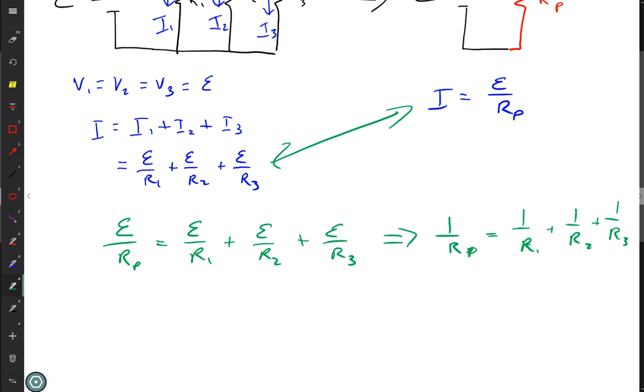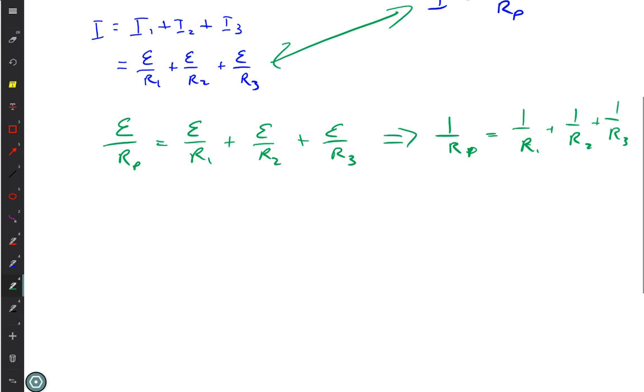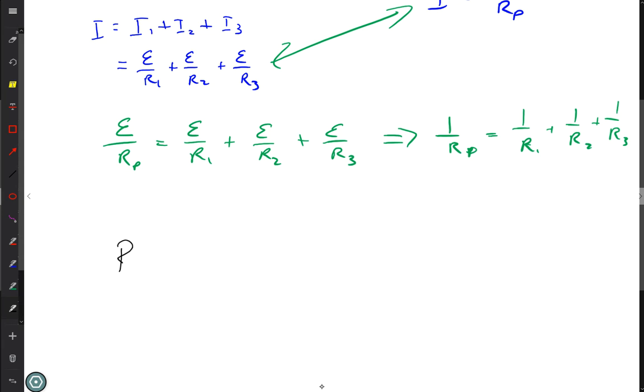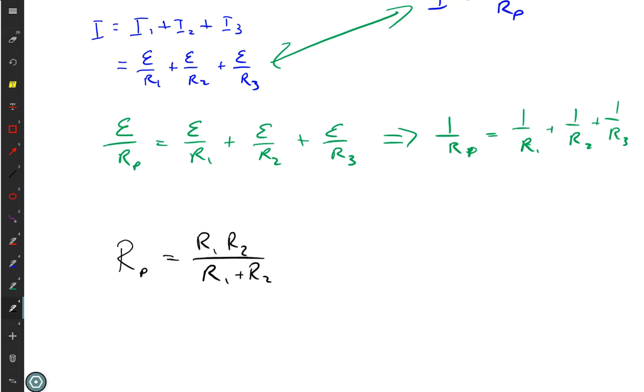Now, I want to point out one last thing before we get to starting the experiment. That one last thing is you will often see an equation for parallel resistors that looks like this. How many people have seen that equation? All of my electronics students. This is perfectly correct if you only have 2 resistors.